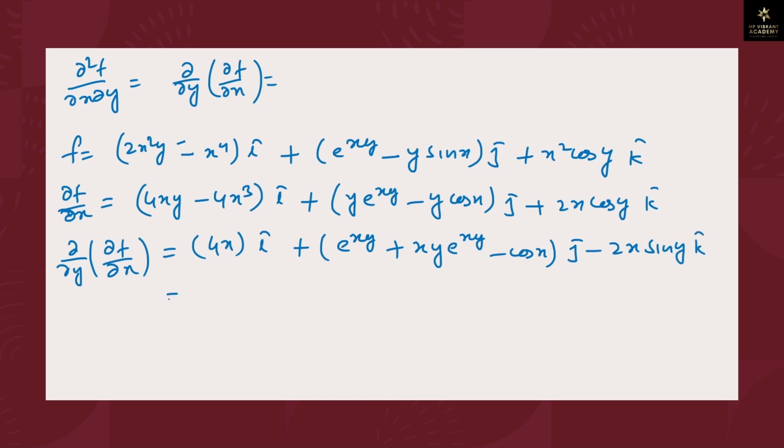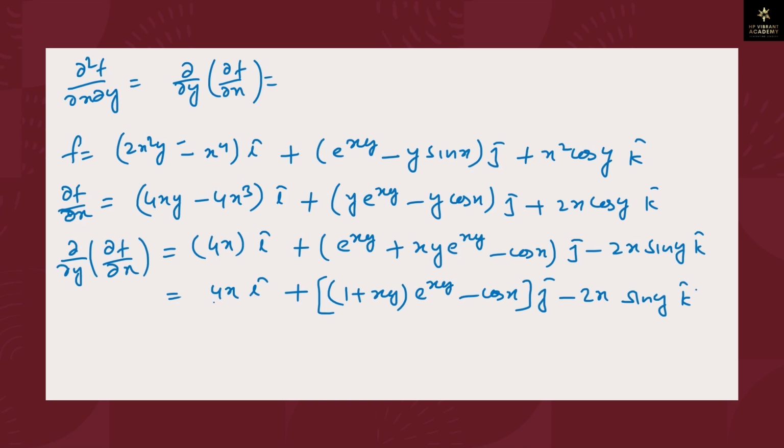So this is equal to 4x i cap plus (1 plus xy) e to the power xy minus cos x j cap minus 2x sin y k cap. This is the value of del 2f upon del x del y.